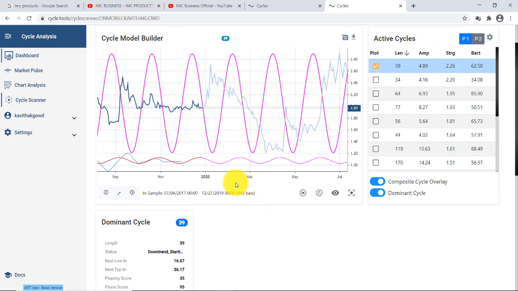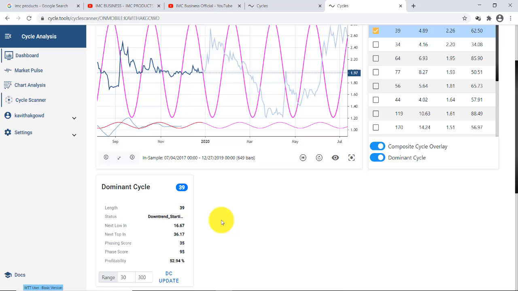But it seems the long-term cycle took the domination, that's why it reached the peak. Then when the long-term cycle is falling, here you see, when it is falling, then automatically the price also falls. And syncing with both short term and long term cycles, phase is 35, phase score 95.